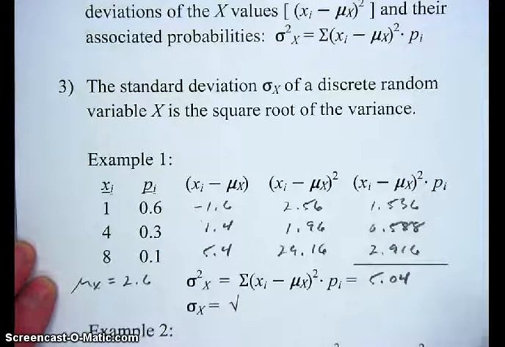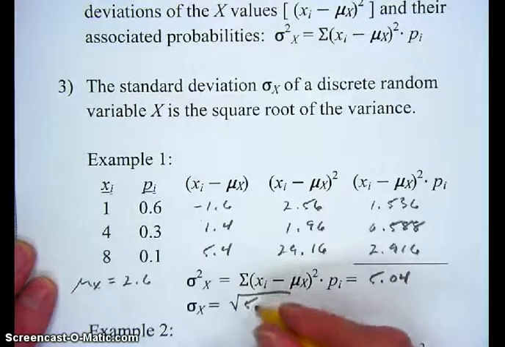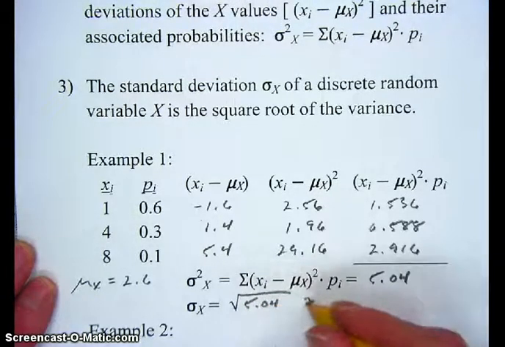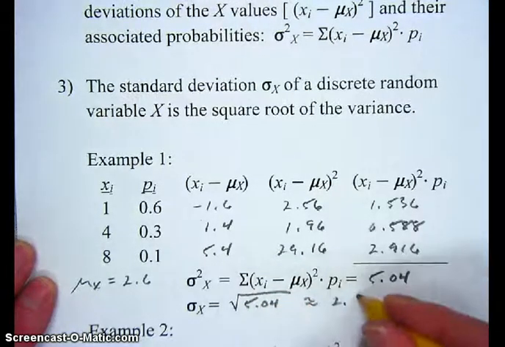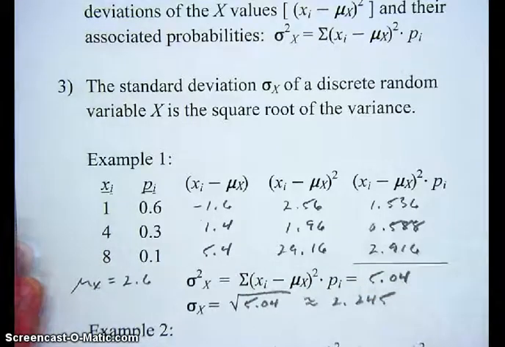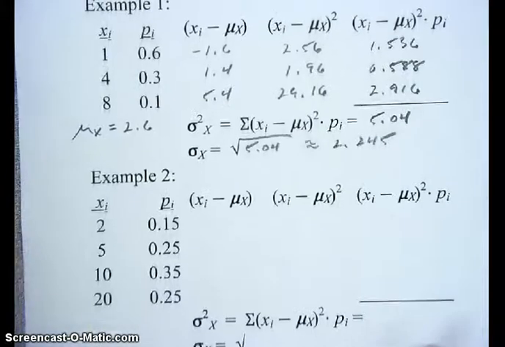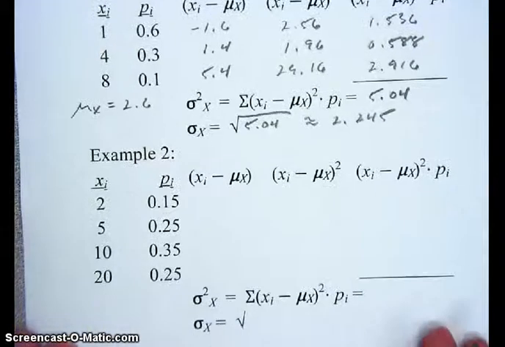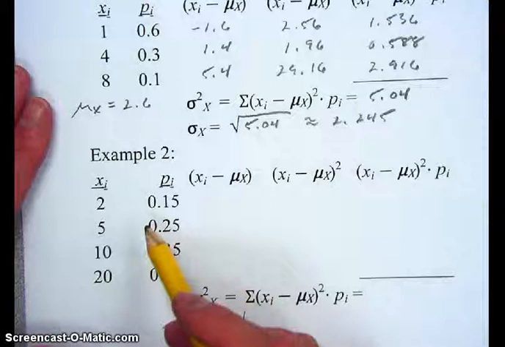Add these up. You get 5.04. The standard deviation is the square root of that variance, and that is approximately 2.245. So it's a little bit of work calculating the variance. We'll look for a technological shortcut after you've figured this out. Here's another example. It's the same example too from before.